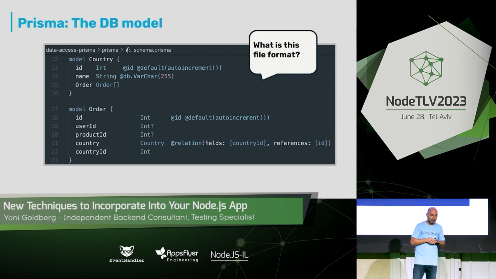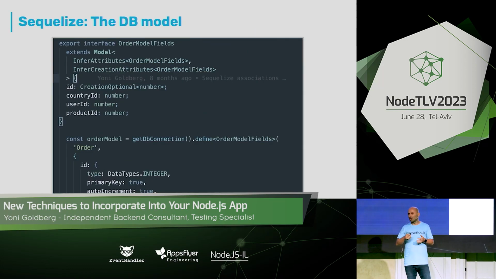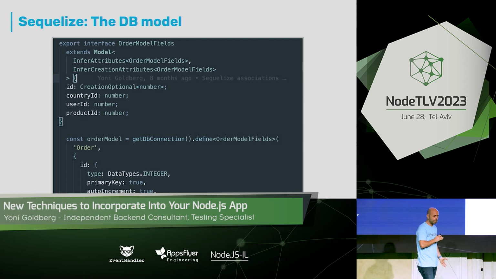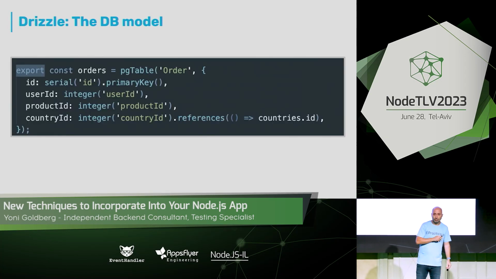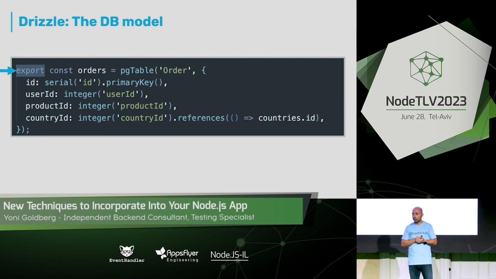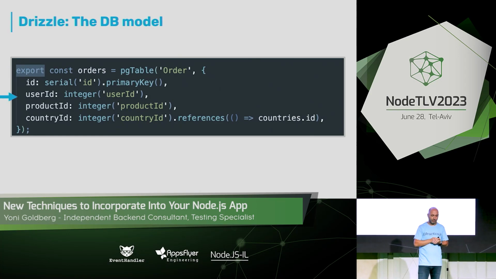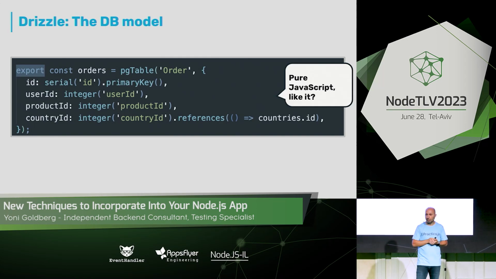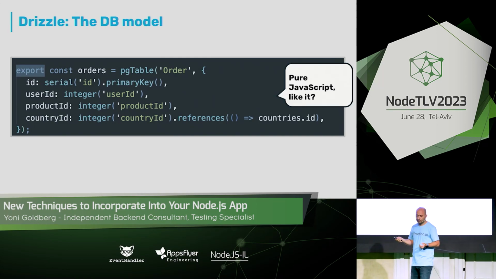If you want to contrast, this is how, and don't try to read it, please, this is Sequelize, the same DB model. There is generic code here and duplication. I couldn't even paste everything into the slide. In Drizzle, it looks as follows. You define an order table, some fields, foreign table, pure JavaScript, very clean. I like it.